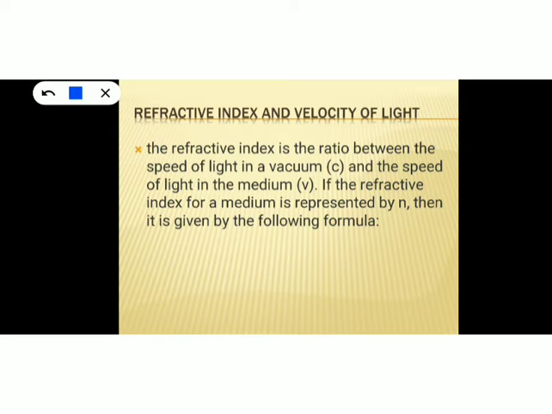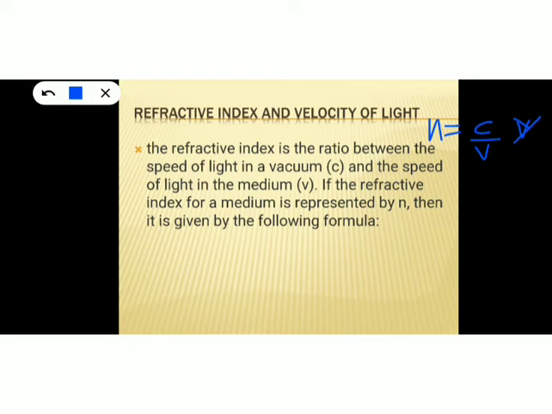The refractive index is the ratio between the speed of light in a vacuum and the speed of light in the medium. Okay, you know one thing. The speed of light in vacuum or air is denoted by C. It is not denoted by V. It is denoted by C. So what is C? C is the speed of light in vacuum or air. And what is refractive index? It is the ratio of the speed of light in vacuum to the speed of light in a medium. So C by V ratio is refractive index.